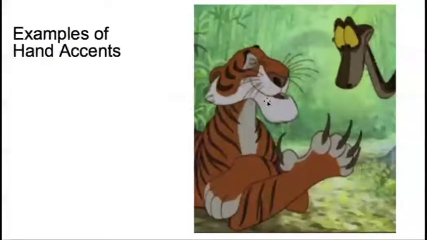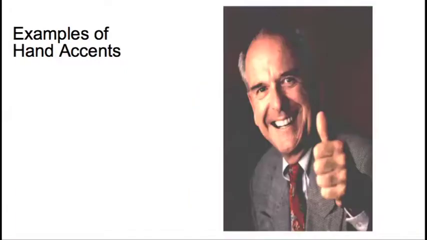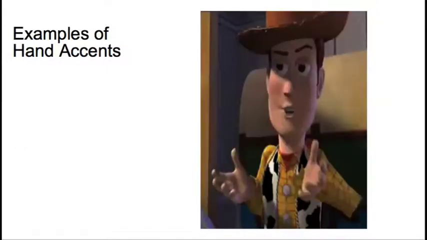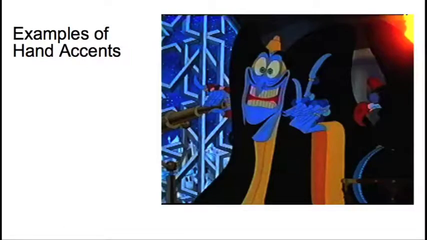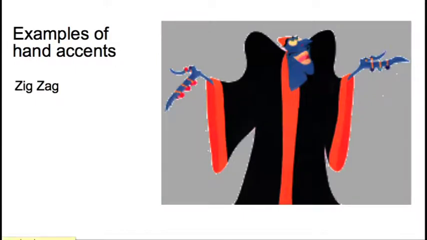And even though the tiger doesn't move much at all, this hand accent punctuates his dialogue and gives it menace and a sense of controlled, murderous intent. Here's a classic hand accent, somebody just raising their thumbnail in a thumbs up gesture. Here's another one, this is Woody from Toy Story, just making an accent with his hands. And here's Zigzag the Grand Vizier from The Thief and the Cobbler, making a hand accent with his hand. And then again here. So lots of different kinds of accents.